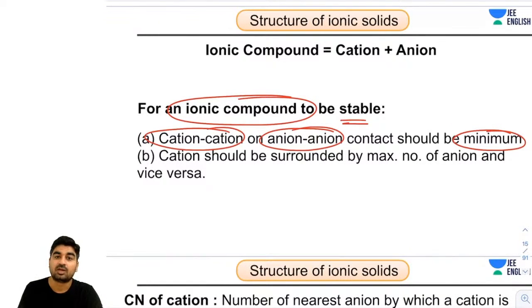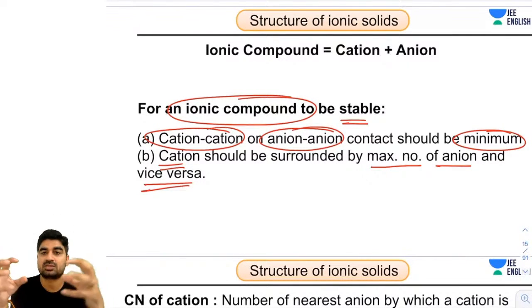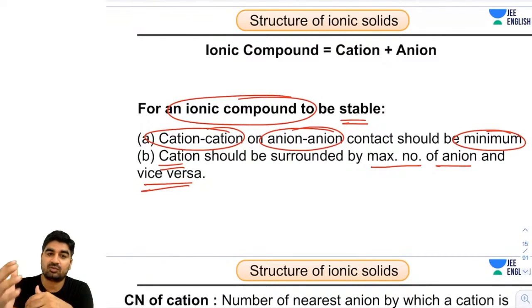Point number one. Point number two is cation should be surrounded by maximum number of anions and vice versa. So cation-anion contact should be minimum because they repel each other, right? And cation should be surrounded by maximum number of anions and vice versa in order to have higher stability. So guys, please ask if you have any doubt. No doubts. Okay.